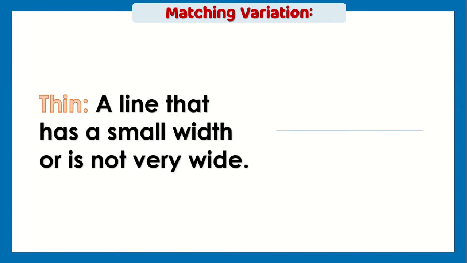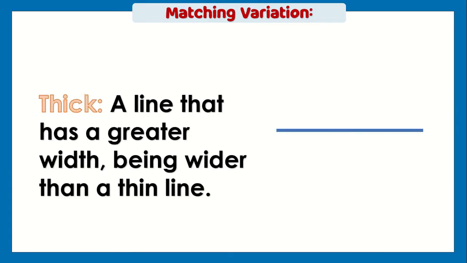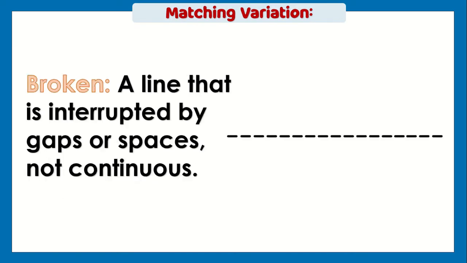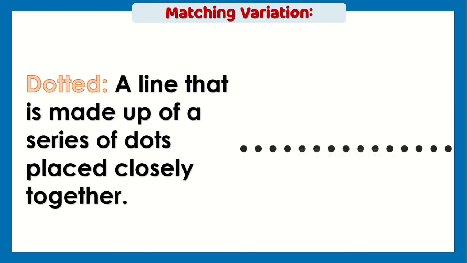Thin, a line that has a small width or is not very wide. Thick, a line that has a greater width, being wider than a thin line. Broken, a line that is interrupted by gaps or spaces, not continuous. Dotted, a line that is made up of a series of dots placed closely together.